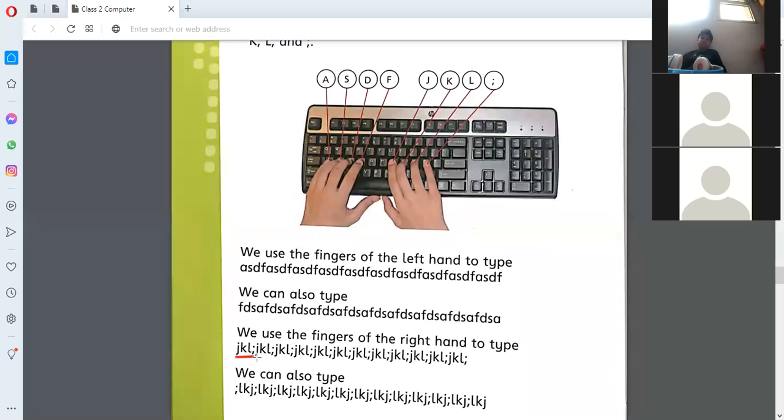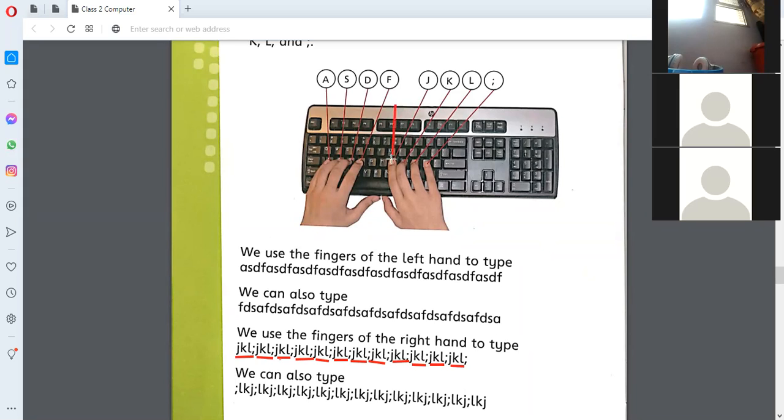See, J, K, L, semicolon: 1, 2, then we have 3, 4, and then 5, 6, 7, 8, 9, 10, 11 and 12. So they are writing it how many times? 12 times with the right hand.